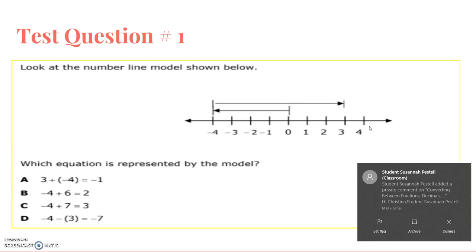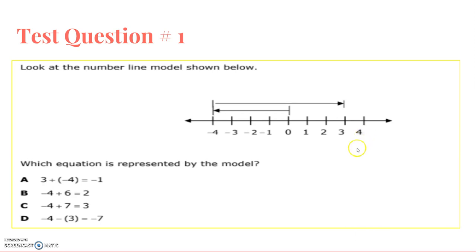Look at the number line shown below. Which equation is represented by the model? Whenever we're looking at a number line, remember that we will always start with 0. The number line always should start at 0 and move to the very first number. So here on our number line, we start at 0 and we move left in a negative direction and we land on -4. So therefore, our very first number in our equation should be -4. Therefore, we can eliminate A.